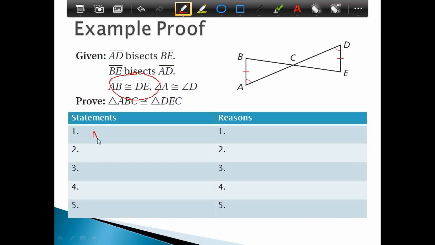We know that AB is congruent to DE. We know that that's a true statement because it's given to us.